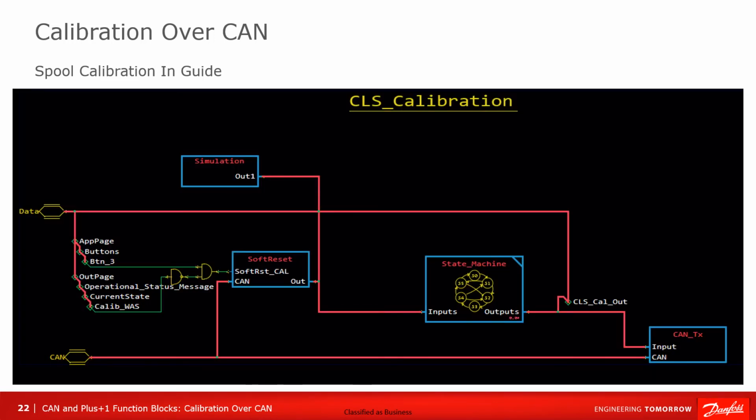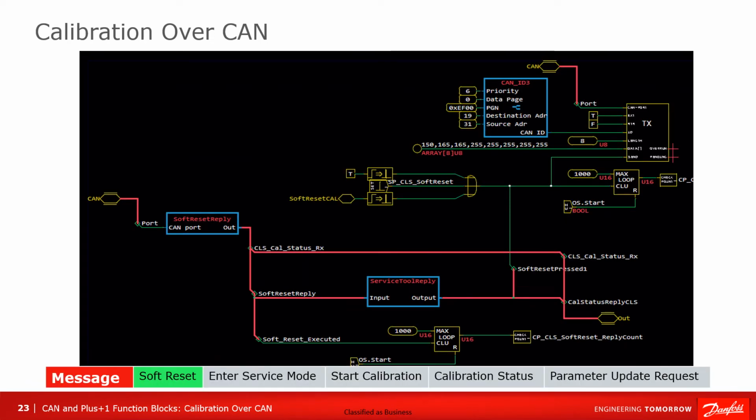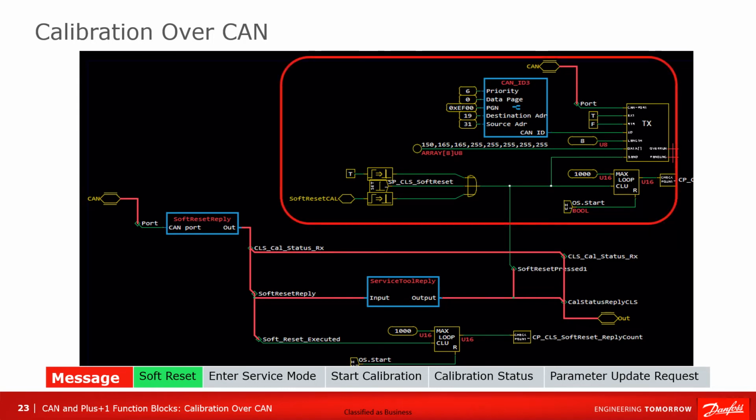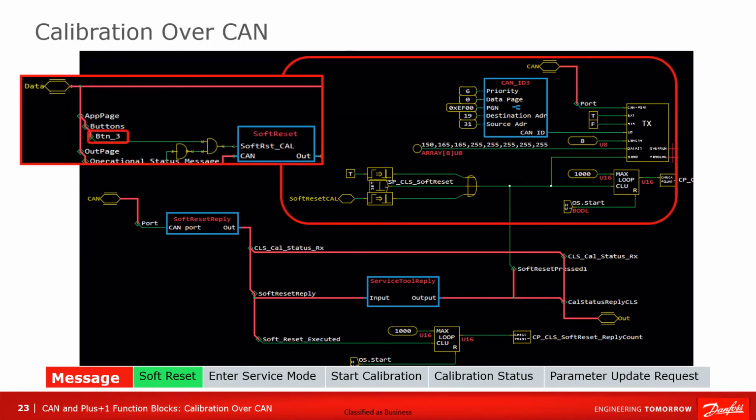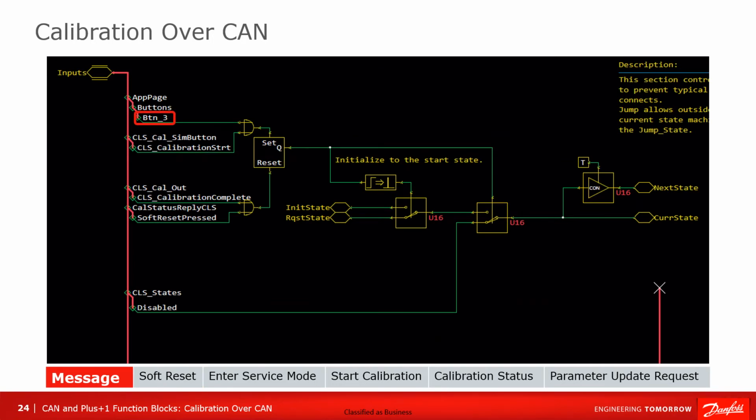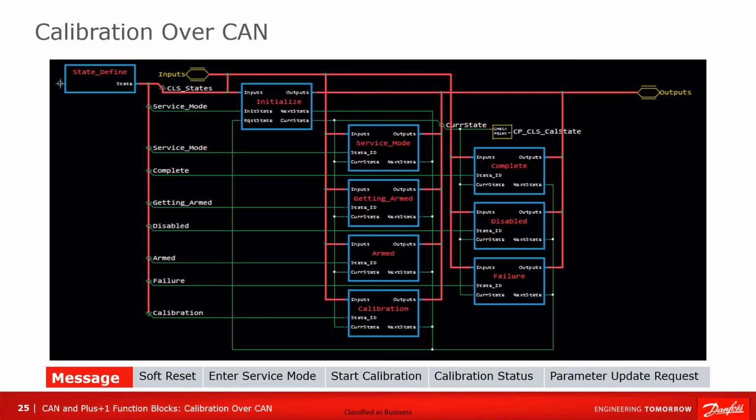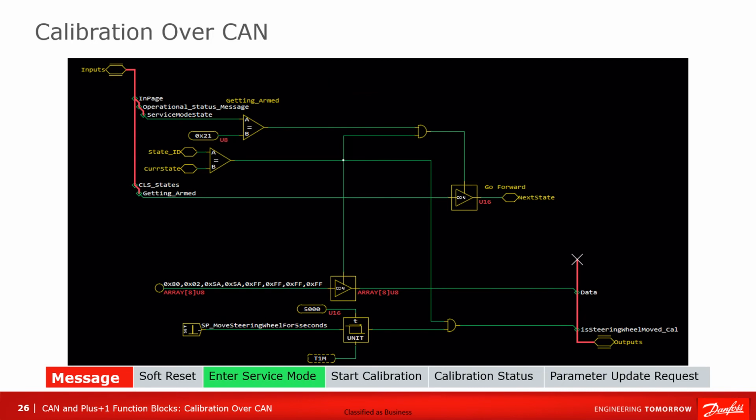This is an example of how to implement spool calibration over CAN using guide. First, the soft reset message must be sent. The soft reset message is triggered by a button press. This button press also initializes the state machine used to control the service mode states. The state machine allows the correct data to be transmitted based on what service mode state the CLS is in. First, the enter service mode request must be sent.